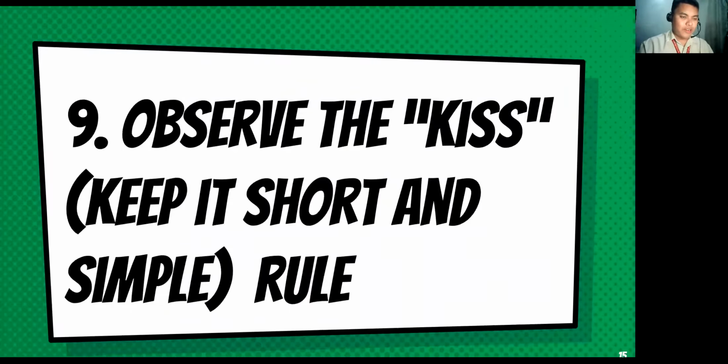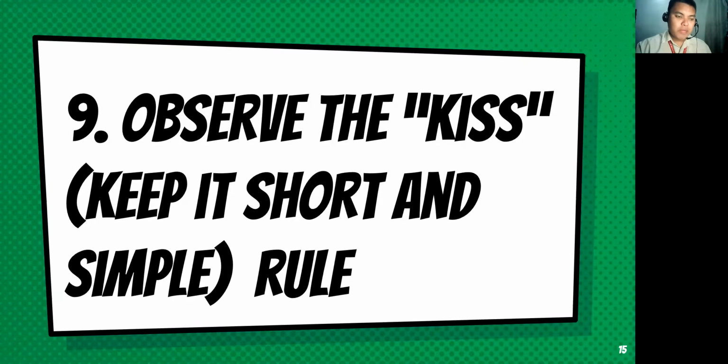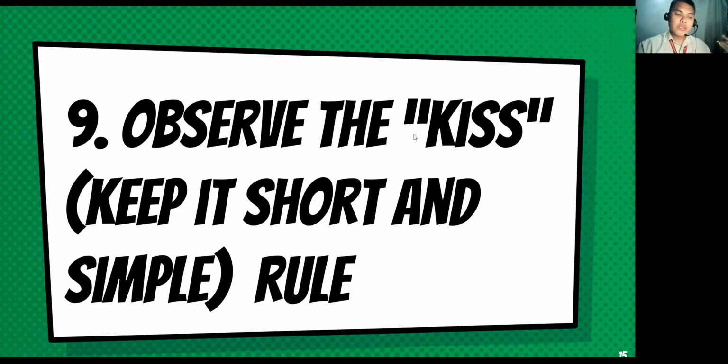Let's have number 9. Oh, there's a word KEYS. So observe the KEYS rule. What do you mean by KEYS? It means keep it short and simple. Keep it short and simple means that the worst crime of public speaking is trying to overdo your speech. Overdo means you are trying to fill in every piece of information that you have in mind. So if we are writing a speech, we need to keep it short and simple.